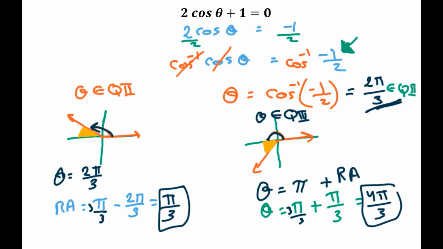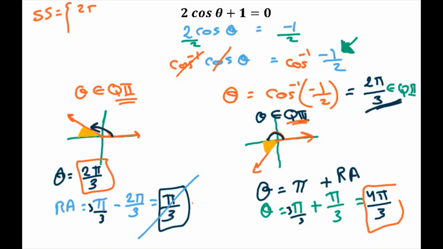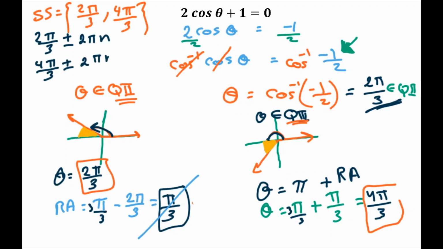So where are my solutions? This is one solution in quadrant 3. This is my second solution in quadrant 2. Is pi over 3 a solution? No. If you put in cosine of pi over 3, you will get 1/2, not -1/2. This is only a reference angle in quadrant 1, and cosine in quadrant 1 is positive. So that's not a solution. My solutions are 2 pi over 3 and 4 pi over 3. And if you want an infinite number of solutions, if we are not limiting the domain, we'll say 2 pi over 3 plus or minus 2 pi n, and 4 pi over 3 plus or minus 2 pi n.